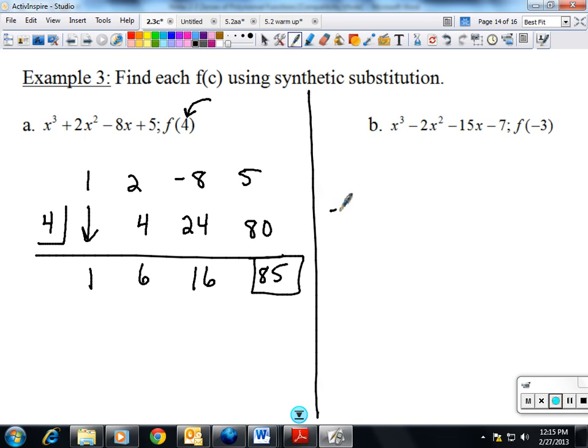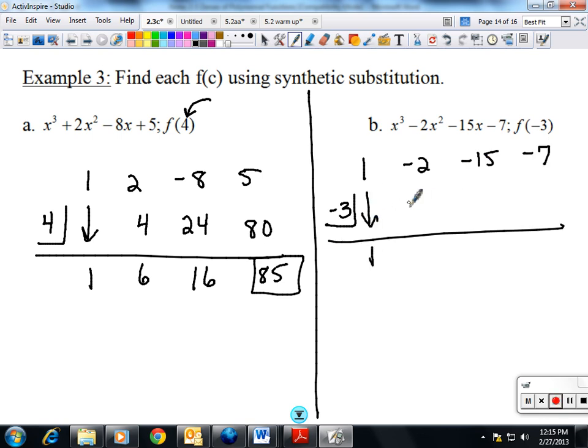Alright, do the same thing. Negative 3, 1, negative 2, negative 15, negative 7. 1 times negative 3 is negative 3. That'll be negative 5 times negative 3 is 15. That's 0 times negative 3 is 0. And my answer is negative 7. Yep.